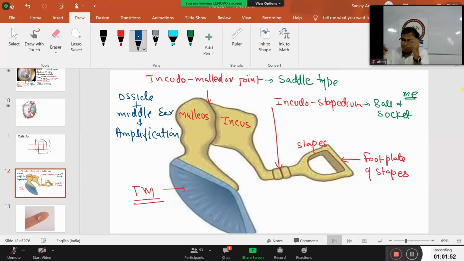Now if I ask what is the function of the middle ear and ossicles, if you say amplification, it is the correct answer. But there is a better term for the same thing. What is the better term which is actually asked in the exam? What does that mean? This is the same meaning. Impedance matching, correct. Impedance matching. This is the right word.